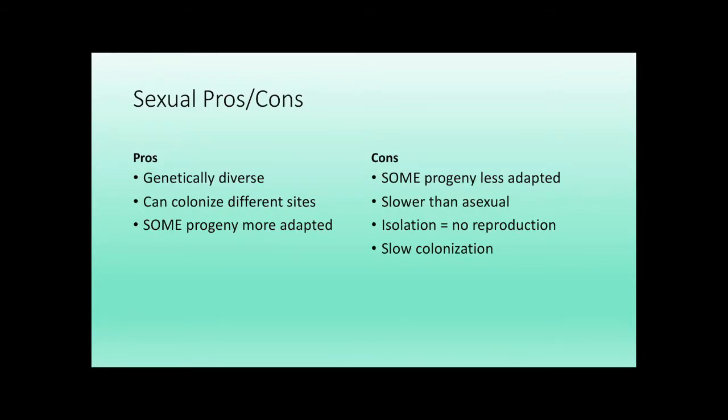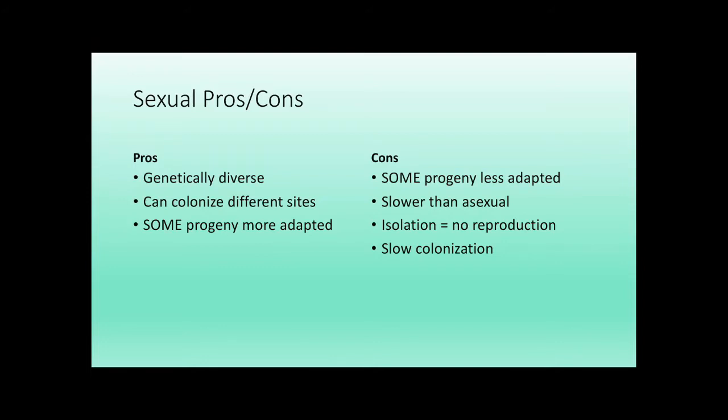Same thing with sexual reproduction. The nice thing is it's very genetically diverse, which means your progeny can perhaps colonize different locations. Some progeny will be more adapted to a different location. Some progeny may be less adapted to a new location. You can usually produce huge numbers of babies. It does allow you to move all over the place. It is a little slower than asexual reproduction.